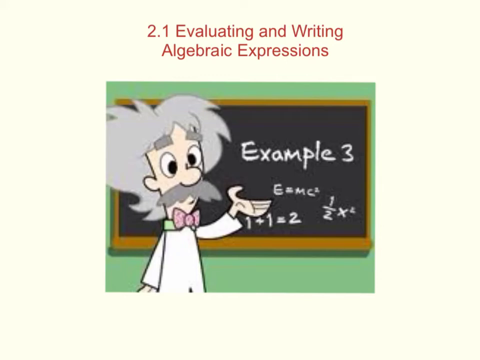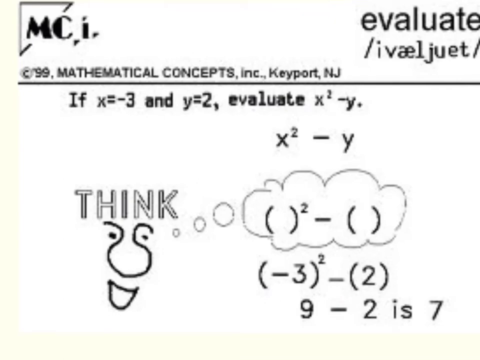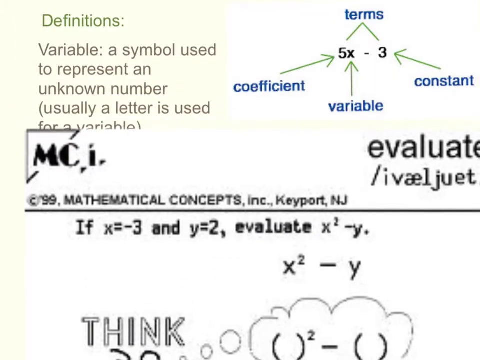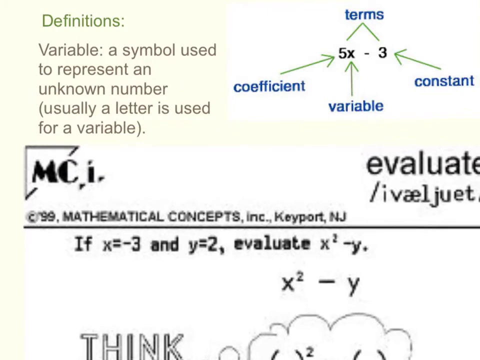Hello class, today we are going to talk about section 2.1, evaluating and writing algebraic expressions. I would like to start off by going over a few definitions. A variable is a symbol used to represent an unknown number. A letter is most often used to represent a variable. Please take a moment to pause this video and write down the definition of a variable.